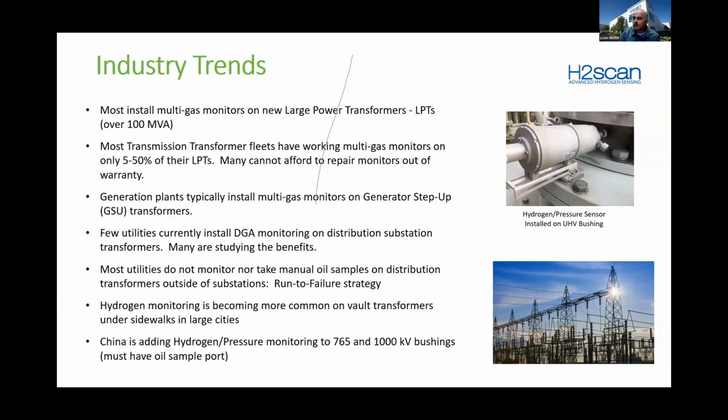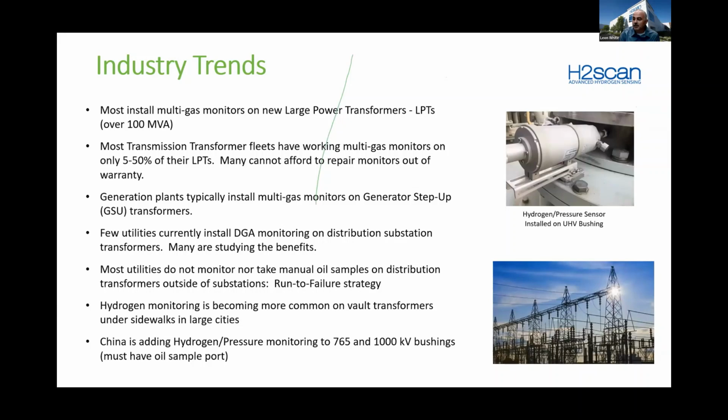Generation plants typically install multi-gas monitors on their GSUs. Few utilities currently install DGA monitoring on distribution substation transformers. Again, some people are doing that, but many are currently studying the benefits of that. Again, as distribution systems are being loaded in ways that they weren't designed to be loaded. For instance, electric vehicle charging: the distribution substations or the transformers feeding those chargers are seeing loads, and load changes very quickly, that they really weren't designed to take.